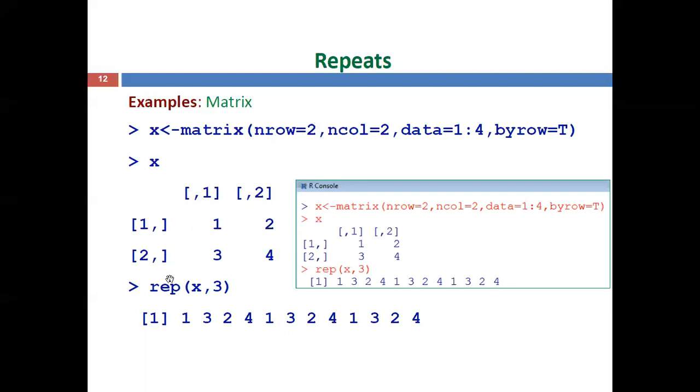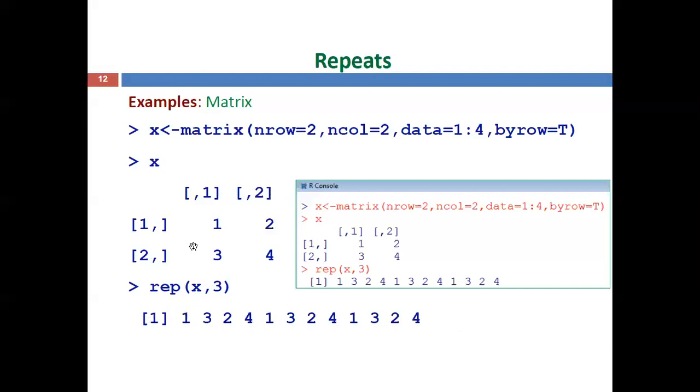Now you can apply the repeat command to the matrix also. So rep of x comma 3. Here x is the matrix. Now x comma 3 means the matrix is repeated 3 times. The second argument is the number of times repeated. Here the matrix repeated 3 times means it won't display in the form of a matrix. It displays all the matrix values in the form of a vector, in row order, in sequence.